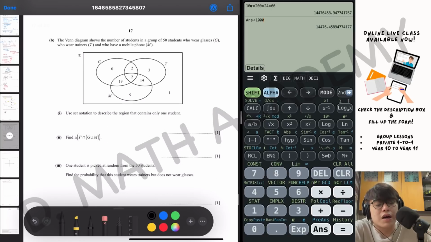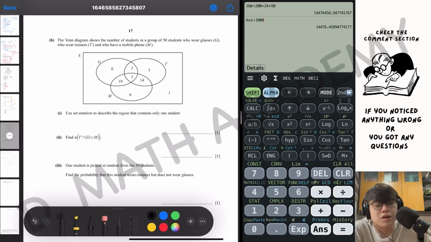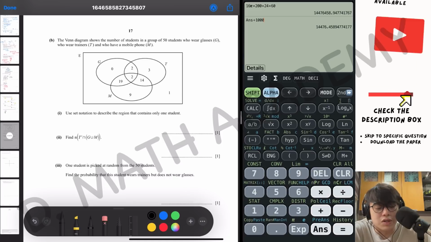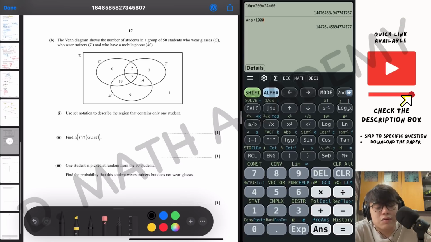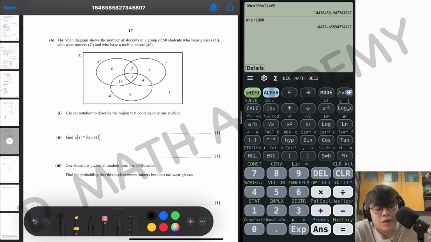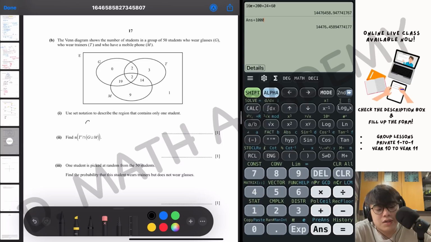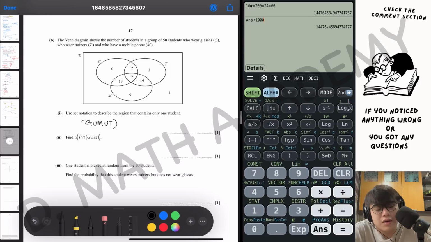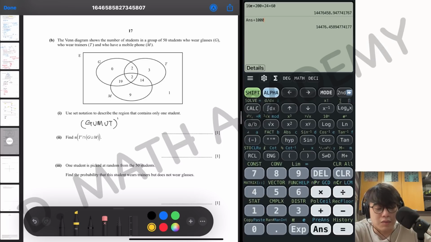And then we are now at part B. Use set notation to describe the region that contains only one student, which means they are looking for everything other than G union with M, union with T. Okay, this should be it to represent the one that they wanted.